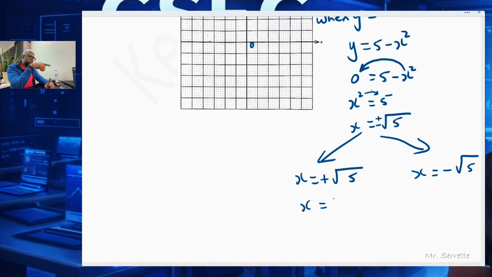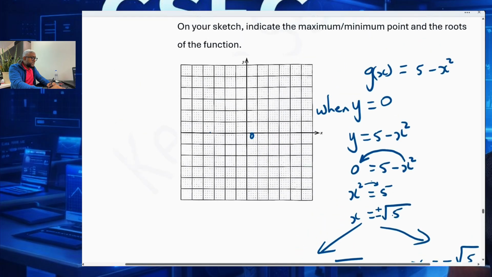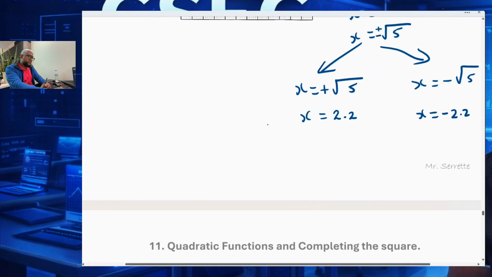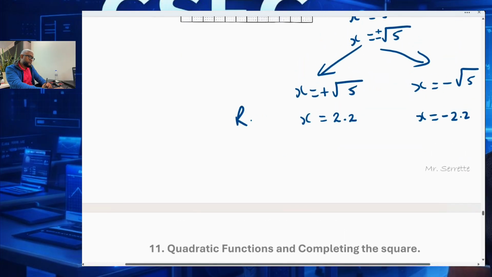2.24. So I go 2.2. 2.2, positive 2.2, and negative 2.2. All right? So they want us to show the roots. So these will be my roots, right? So roots would be this and this, right? Make sure you have it.